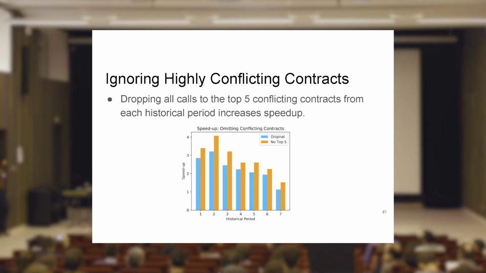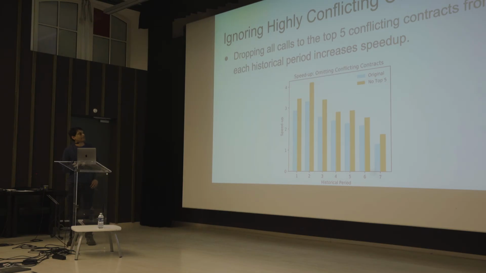And the last experiment we looked at, based on what we saw from CryptoKitties, was to ignore highly conflicting contracts. In particular, for each time period, we dropped the top 5 most conflicting contracts and reran the experiments. And you can see that there is quite a noticeable increase in the speedup that's achieved. So this suggests that maybe it's worthwhile focusing on specific contracts and seeing whether you can improve them or make them more friendly for concurrency.